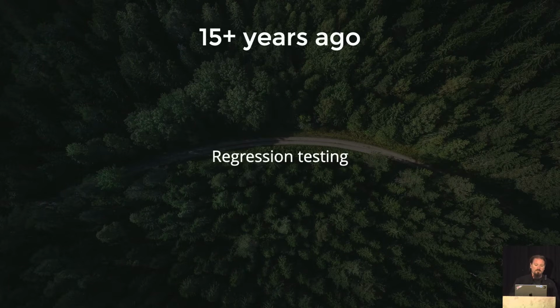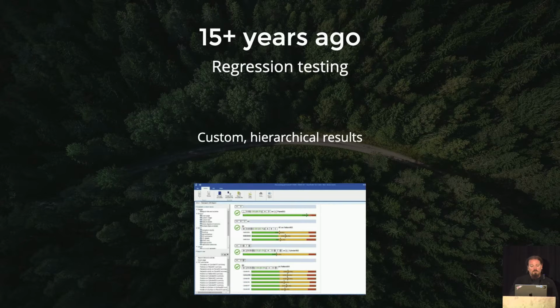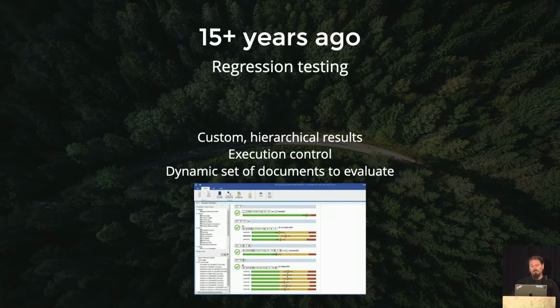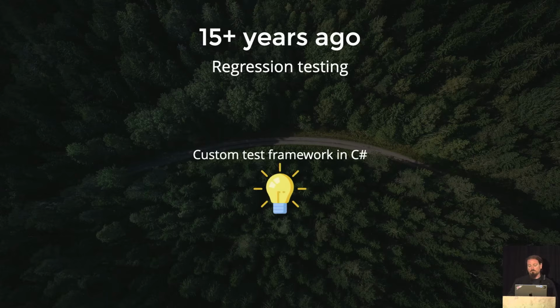But the whole thing was about doing these calculations, and we had the need to do regression testing, continuously monitoring how our algorithms are producing these results. So we had to compare these custom hierarchical results coming out of this engine, and it had to be carefully executed in parallel and sequential whenever, based on the document types. And it was defined on a dynamic set of documents that was ever growing, and it had to be evaluated after each release. So in this project, I ended up writing a custom test framework in C# for this.